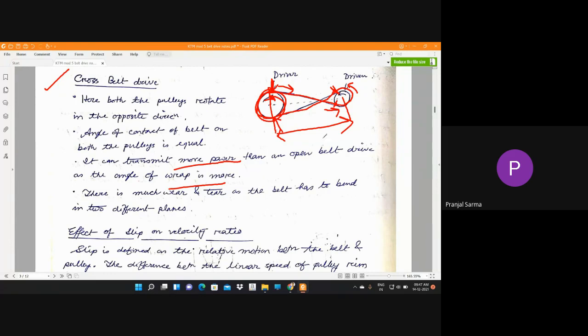But one disadvantage that is there: even though a belt drive is a kind of flexible drive and it can be bent, no problem is there. But as the belt has to bend into different planes, it is bent here, similarly here also it is bent. So as it has to be bent in two different planes, and in the meantime it has relative motion between the belt and the pulley, when the belt is continuously rotating over the pulley, friction also is there. So compared to your normal belt drive, that is the open belt drive, here we have much more wear and tear.